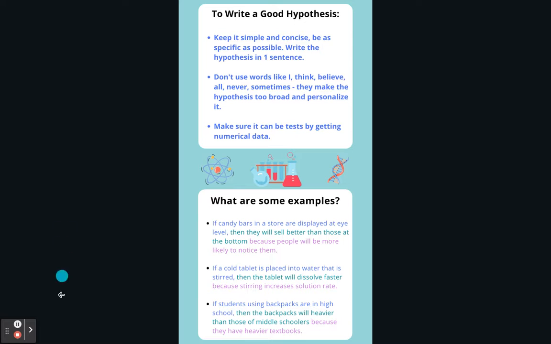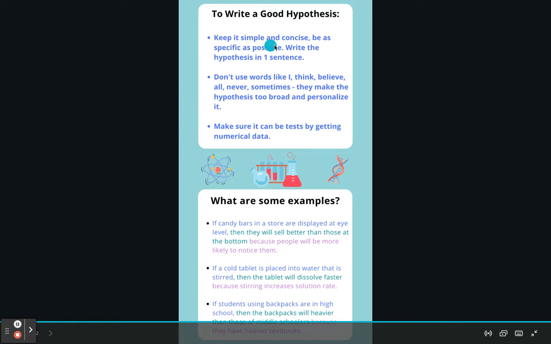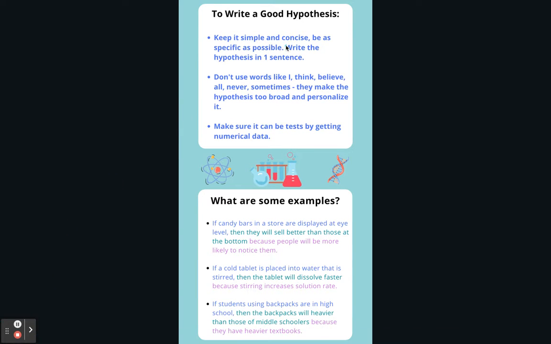So, you need to make sure you keep it simple and concise. Be as specific as possible, and the hypothesis is only one sentence long, nothing major. You don't want to use words like I, think, believe, all, never, or sometimes. This is way too broad. Also, you need to make sure that it can be tested and that you will have numerical data.